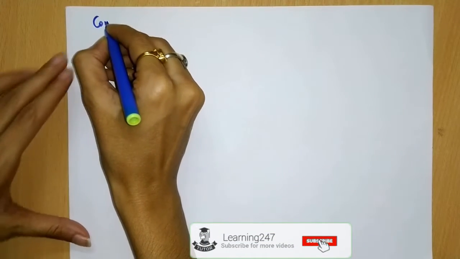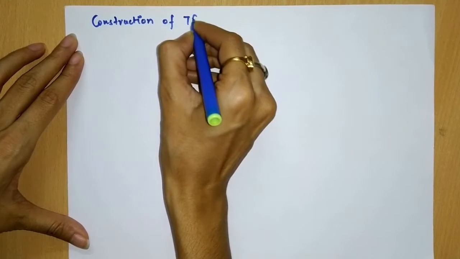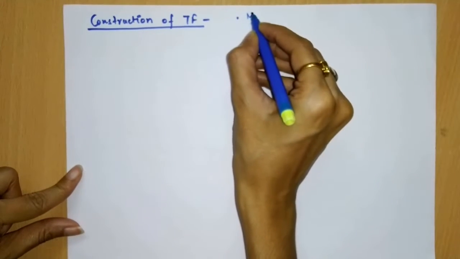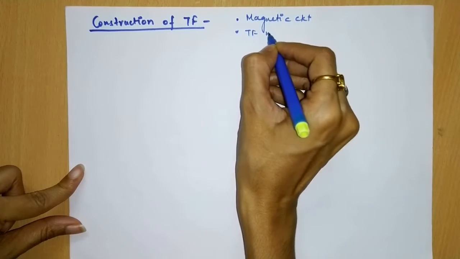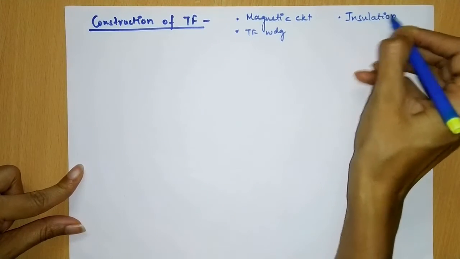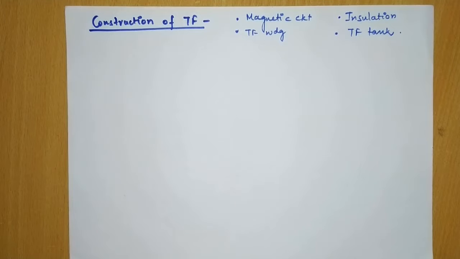Hello everyone. In this lecture, we will start with the construction of transformer. The major parts of the transformer are magnetic circuit, transformer winding, insulation and transformer tank. First we look at the magnetic circuit.